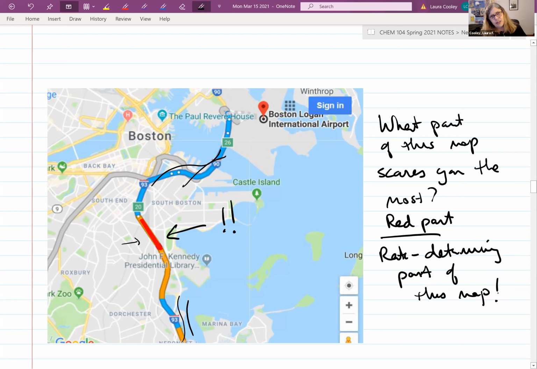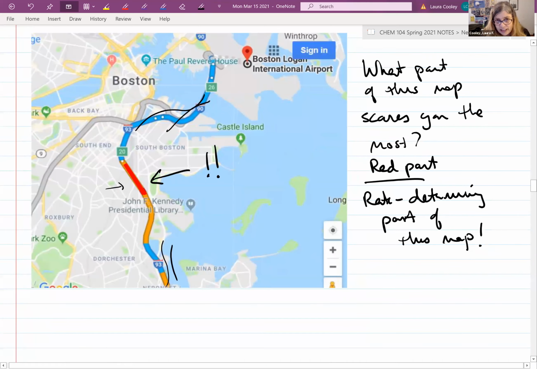Well, chemical reactions are sort of similar. Whatever the step is that has the greatest activation energy and is itself the slowest step will determine the rate of the overall reaction.